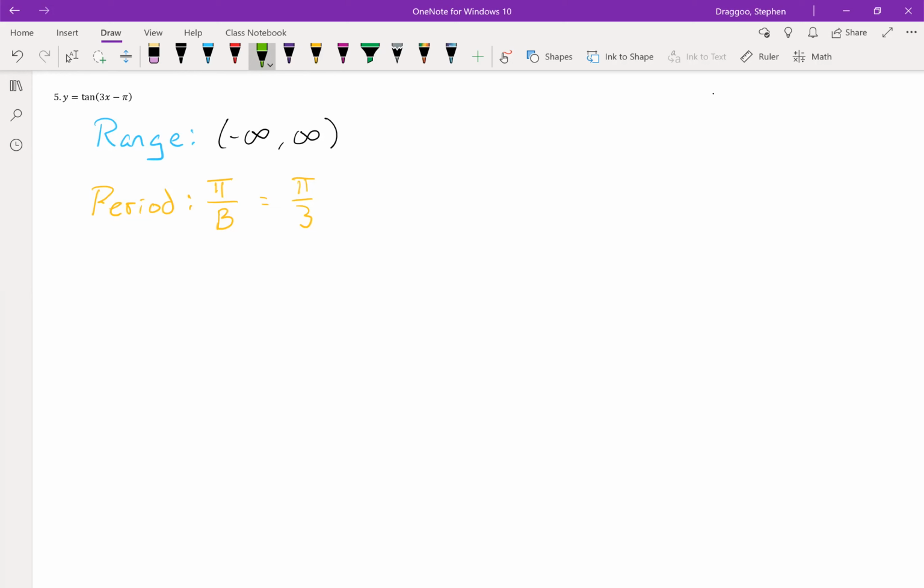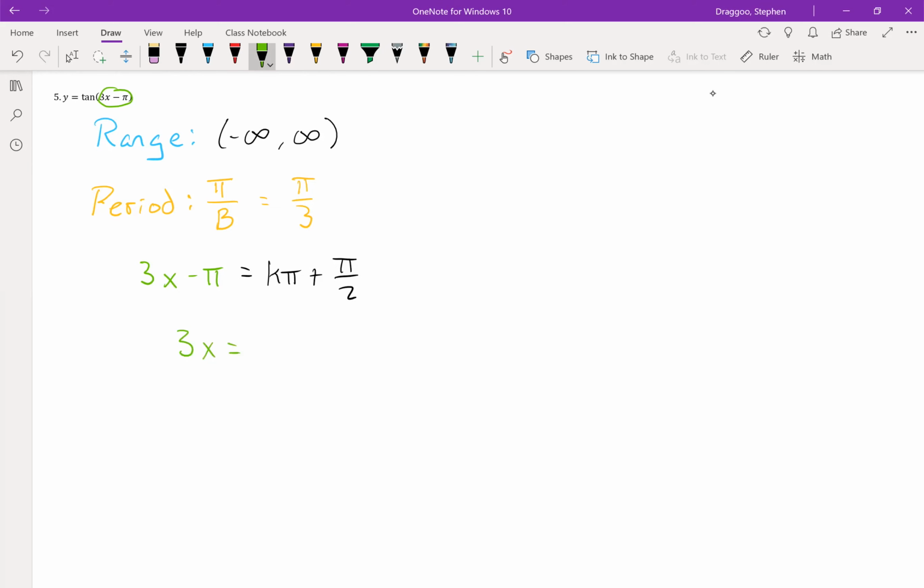To get the asymptotes, though, that works just as it would with secant in this case. Since tangent and secant both have a denominator of cosine, they both have the same base function or base equation for their vertical asymptotes. So I'll take 3x minus pi, which is the interior, and set that equal to k pi plus pi over 2. And then solve for x.